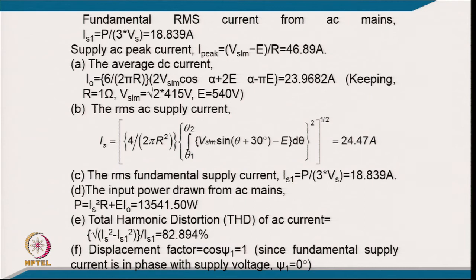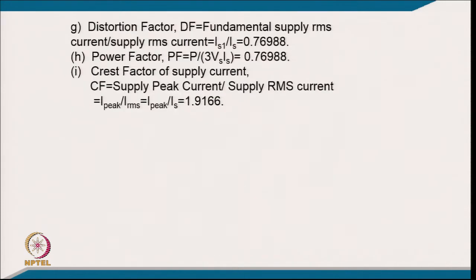The average DC current you can calculate from this relation keeping the value 23.9682, where R is 1 and VSM, and the RMS AC supply current which we already calculated comes to 24.47. The RMS fundamental current, from power divided by this, we calculated earlier as 18.39, and the input power drawn from AC mains we also calculated previously. Putting the values, the total harmonic distortion comes to 82.894%, and the displacement factor cos phi 1 is 1 in this case, because the current is in phase.